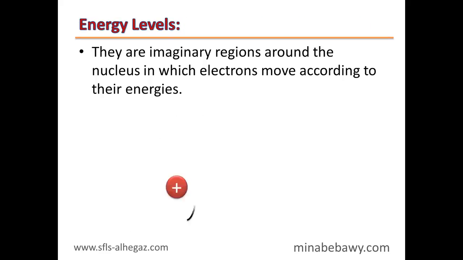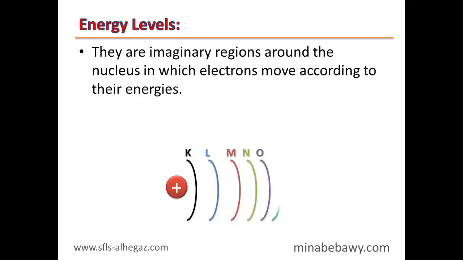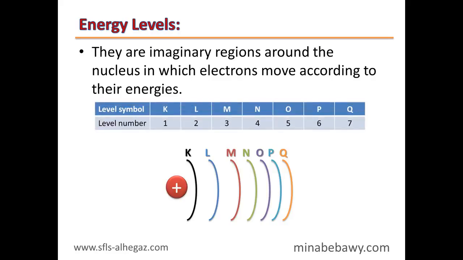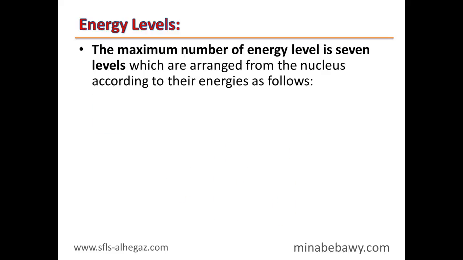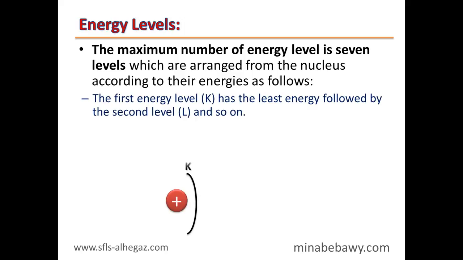What is meant by energy levels? Energy levels are imaginary regions, they are not real, around the nucleus, in which electrons move according to their energies. We have only 7 energy levels in the heaviest known atom. The first energy level is K, the last one is Q. The maximum number of energy levels is 7, which are arranged from the nucleus according to their energies as follows.